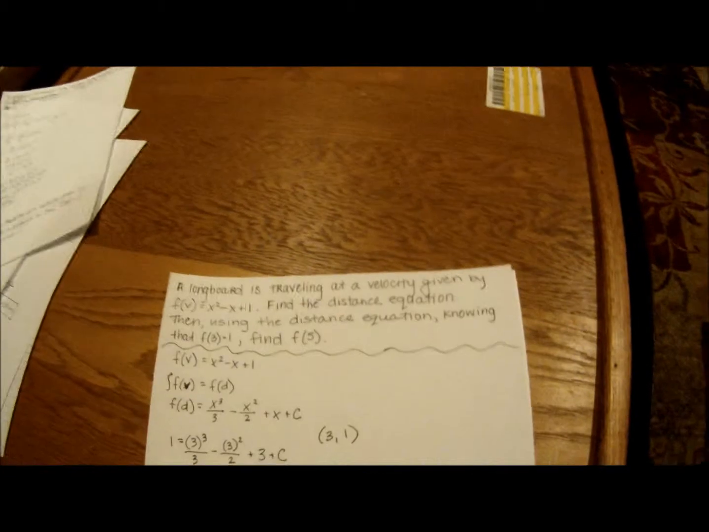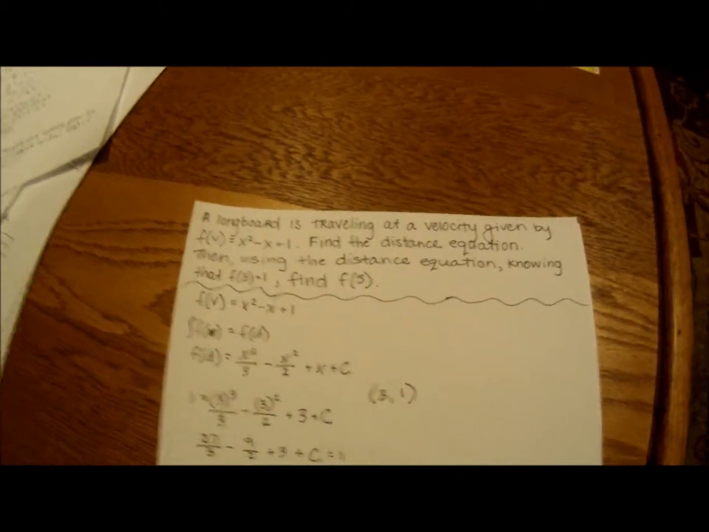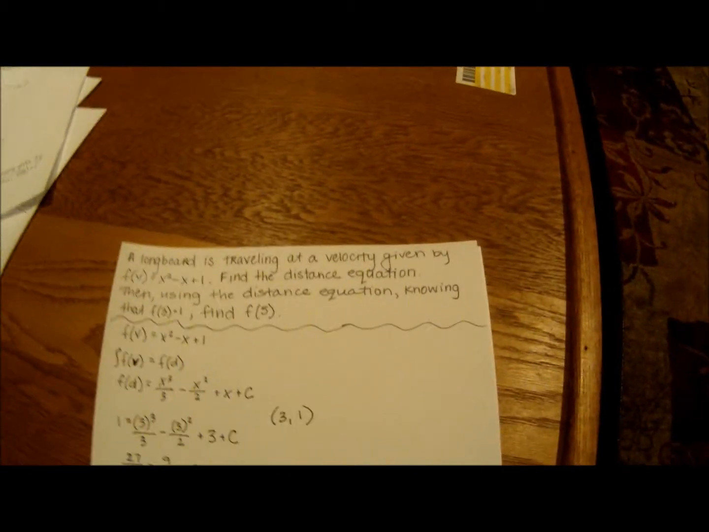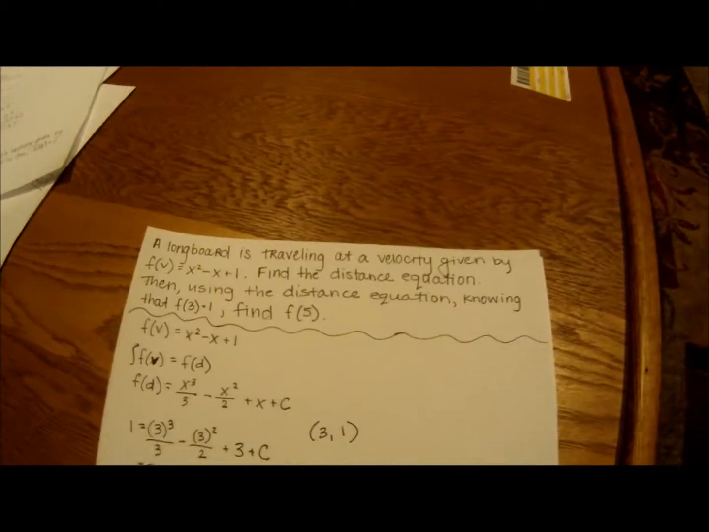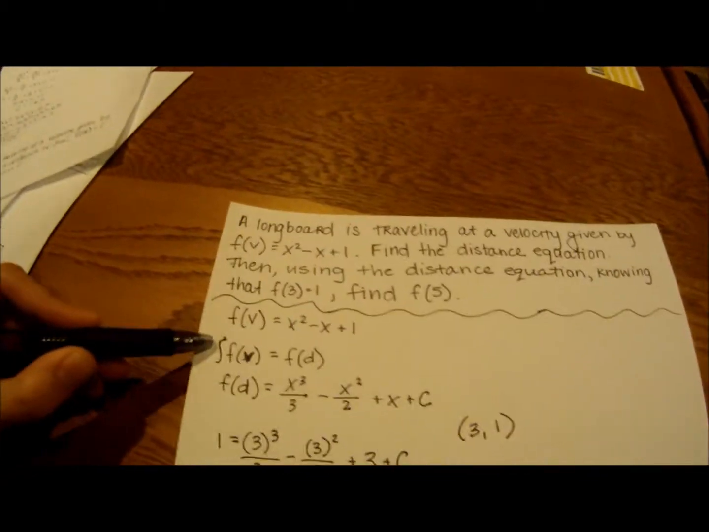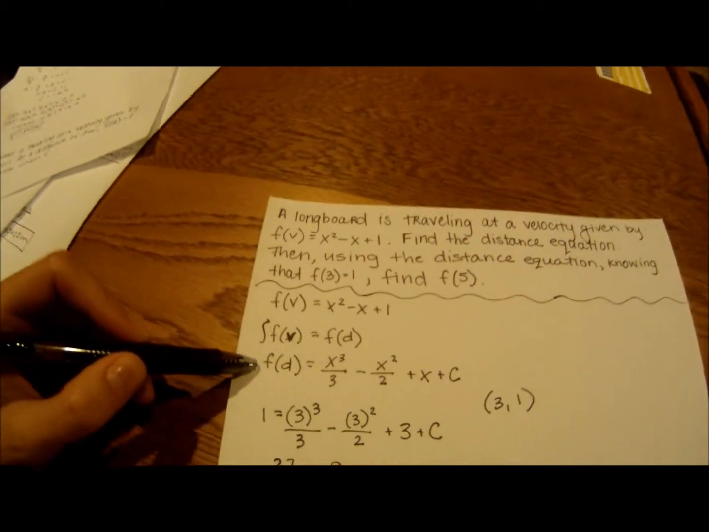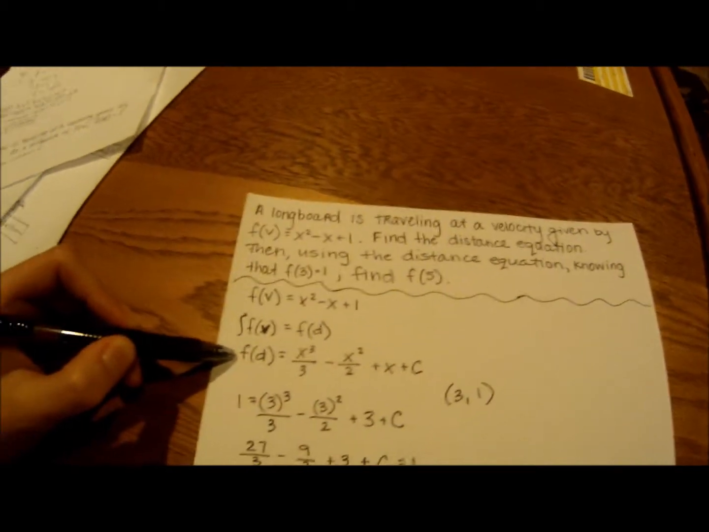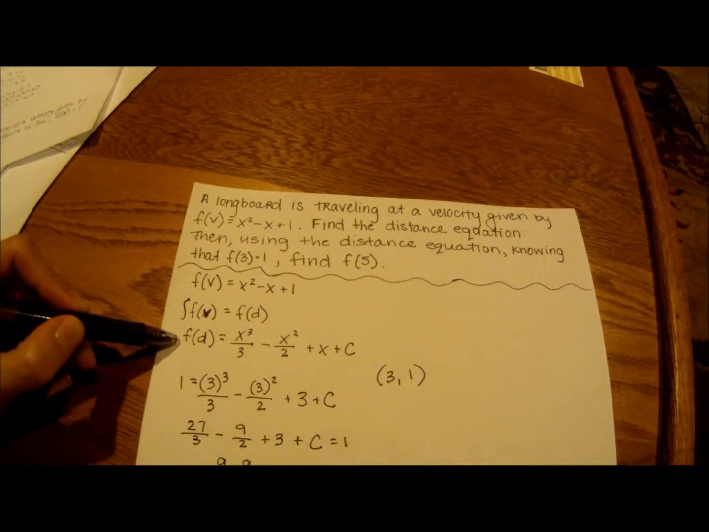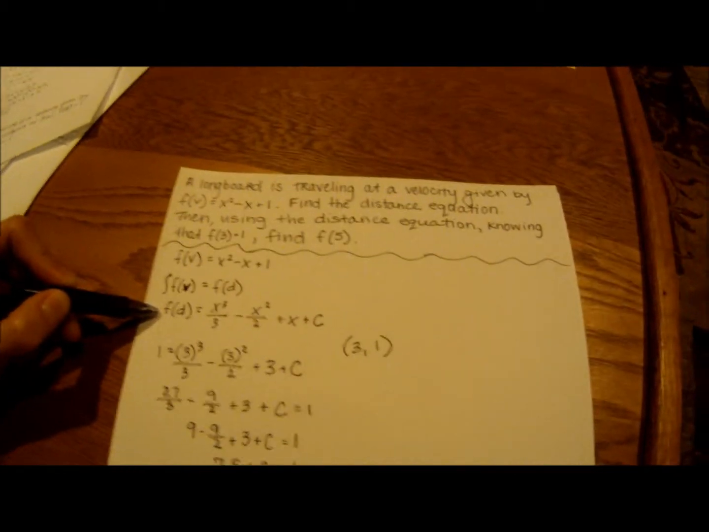A longboard is traveling at a velocity given by f of v equals x squared minus x plus 1. Find the distance equation, then, using the distance equation, knowing that f of 3 equals 1, find f of 5. So first the step is to find the integral of f of v. Since f of v equals x squared minus x plus 1, the integral of f of v equals f of d. F of d, which is the integral of f of v, equals x cubed over 3 minus x squared over 2 plus x plus c.